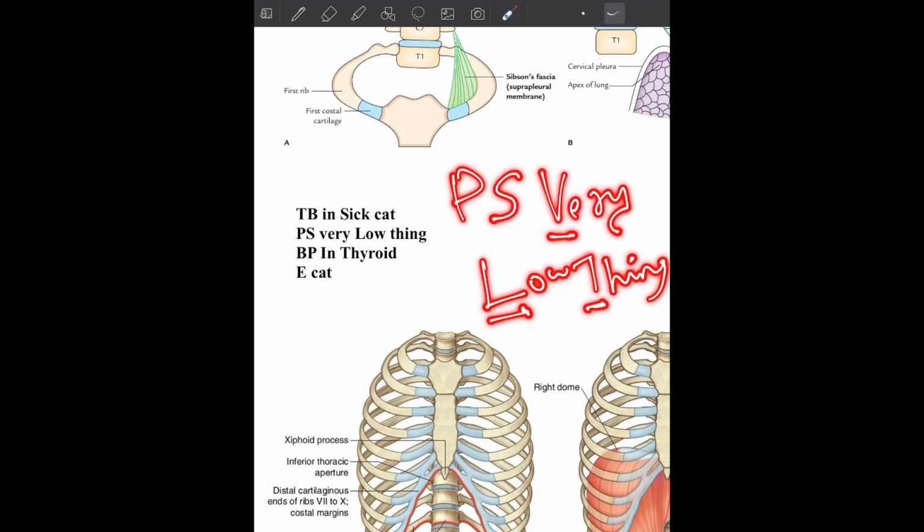Let me repeat. P stands for phrenic nerve, right and left phrenic nerve. S stands for right and left sympathetic chain, and V stands for right and left vagus nerve, and L stands for left recurrent laryngeal nerve, and T stands for right and left first thoracic nerve.